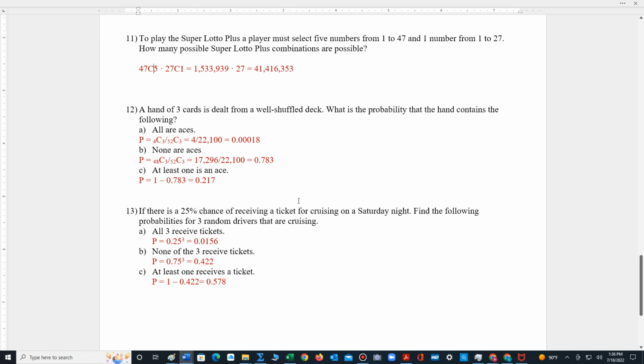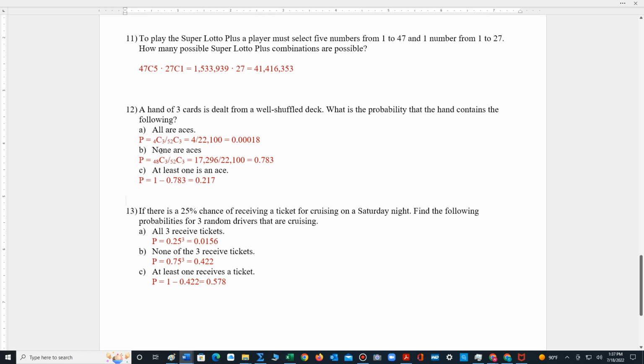Number 12 says, a hand of 3 cards is dealt from a well-shuffled deck. What's the probability that the hand contains the following? All are aces. Here I'm using the combination method. You could also use the multiplication method if you choose so. Well, all are aces. Remember, there's 52 cards. We're choosing 3. That's our denominator. There's 4 aces, and we're choosing 3. That's the numerator. 4 out of 22,100. And I just convert this to a decimal, 0.00018.